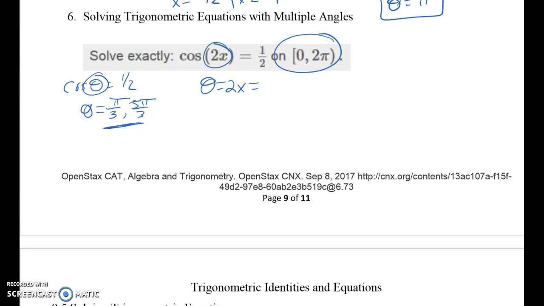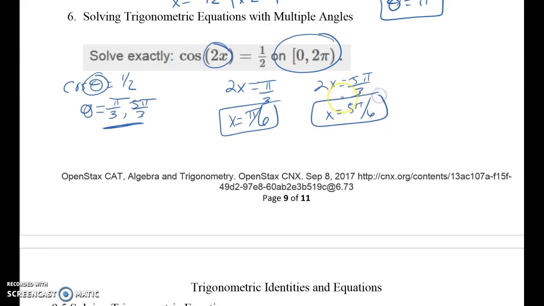And so I'm going to be looking at 2x being equal to pi over 3. If I divide both sides by 2, that gives me x to be pi over 6. Now, I also need to set 2x equal to 5 pi over 3. Again, dividing by 2, this would give me 5 pi over 6.